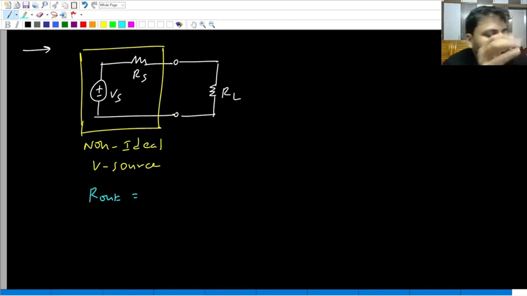Vipin Rs, Srinivas Rs, Nipun Rs, very good. Keshav Rs. I mean, there's nothing in this. It is Rs. Because what is output resistance? Output resistance means what? Equivalent resistance seen by the load. Yes or no? Equivalent resistance seen by the load.